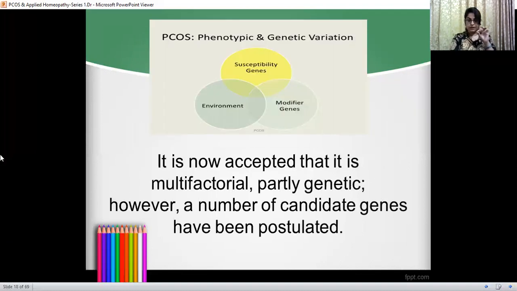So, as per my research, as per my conclusion, it is now accepted that PCOS is multifactorial. Many factors are responsible. We can't say that it is only hereditary. I have found many cases where there is no PCOS history in the family, but the patient is suffering from PCOS. So we can say it is multifactorial, partly genetic. Of course, genes may be present, that may be in a silent phase, but not only this factor is responsible. Many factors are there. So partly genetic, susceptibility is more important, environmental factors are more important. However, a number of candidate genes have been postulated.